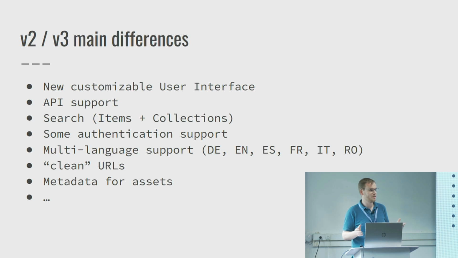There is full API support now. The old version didn't support APIs. Really, you could request items and collections, but if you hit pagination, it wouldn't work. And all the extensions from the API were also not implemented. That has been added. Search is fully incorporated now, both for items and recently also for collections, including multiple other things that we will talk about later.